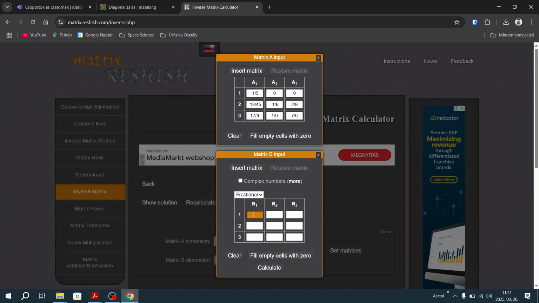Okay, so the original matrix was 1, then here 5, minus 2, 14, 9, 1, 3. I feel okay, it's fine. Okay, calculate.